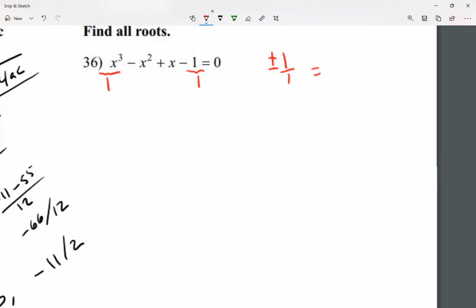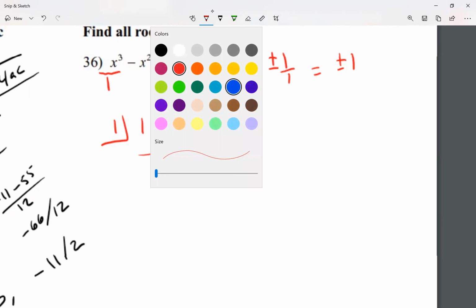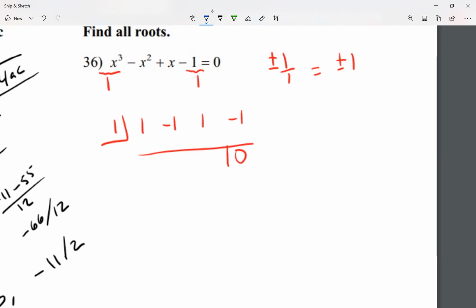1 over 1, which is just positive or negative 1. Okay. Let me check one of them. Let me try positive 1. Let me write my coefficients. I have a 1, a negative 1, a positive 1, a negative 1, and I hope my remainder is 0. Okay, so let's see if that works. If positive 1 doesn't work, then I'm going to try negative 1.